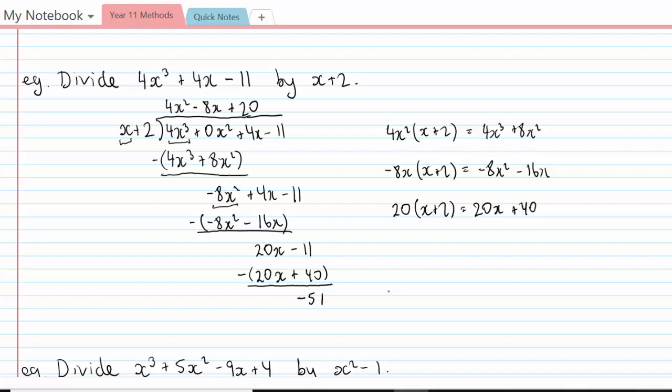Therefore, we have a remainder of negative 51. And you can see I can't take this any further because if I say how many x is going to negative 51, well, that starts to get pretty messy, right?